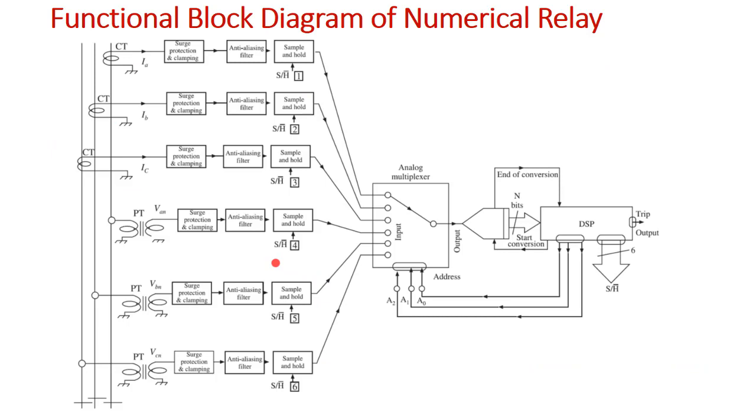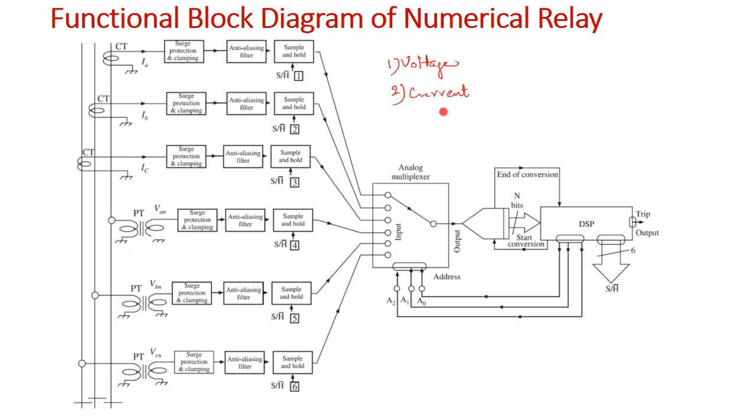Okay, now we'll see the functional block diagram of numerical relay. So how in fact the numerical relay operates. Already we have seen that ADC, the analog to digital converter, plays a very important role in case of numerical relay. And for this, we have two important signals to be collected from the field, that is voltage and current, right? So both voltage and current are two important signals.